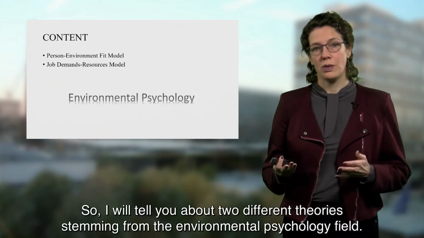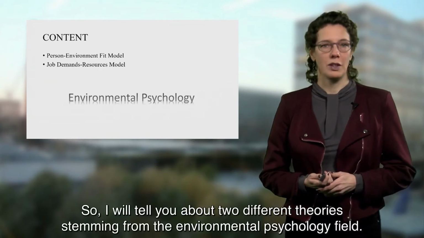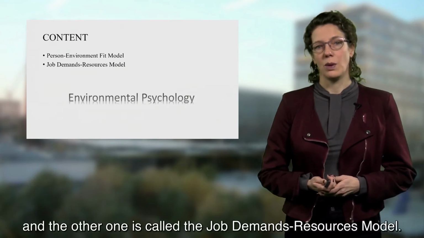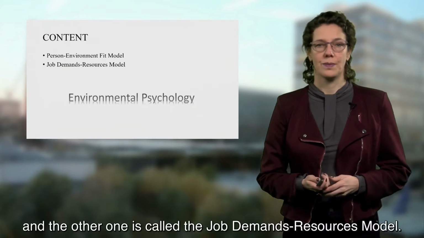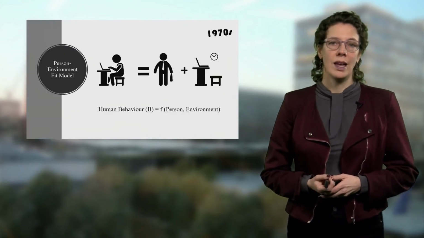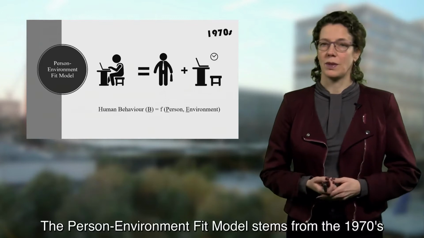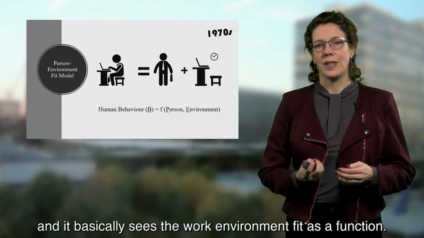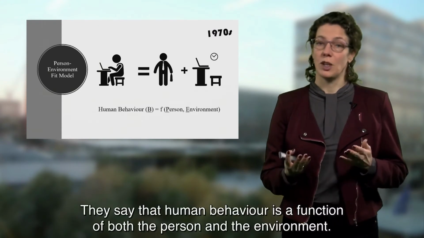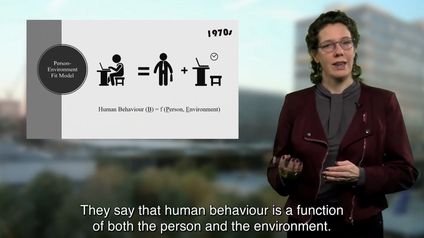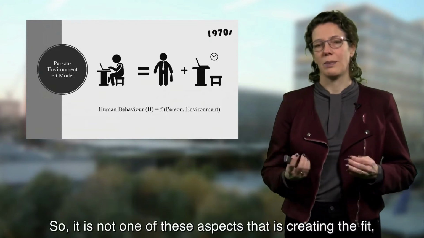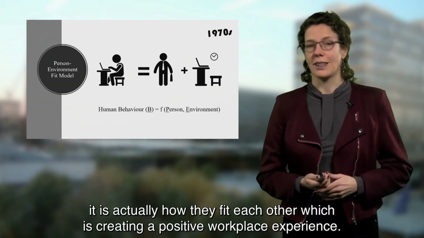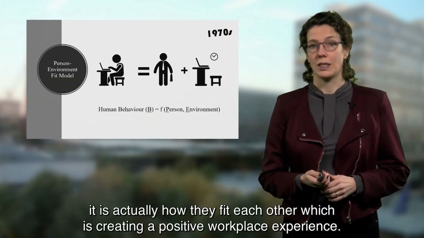So I will tell you about two different theories stemming from the environmental psychology field. The first one is the person-environment fit model, and the other one is called the job demands resources model. The person-environment fit model stems from the 1970s, and it basically sees the work environment fit as a function. They say that human behavior is a function of both the person and the environment. So it's not one of these aspects that's creating the fit, it's actually how they fit each other, which is creating a positive workplace experience.